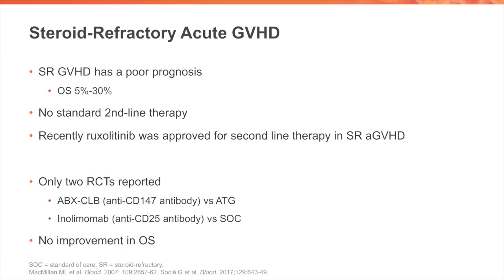Steroid-refractory graft-versus-host disease has a poor prognosis, with an overall survival of 5 to 30%. There is no standard second-line therapy. Recently, the JAK1/2 inhibitor ruxolitinib was approved for second-line therapy in steroid-refractory acute GVHD based on a phase 3 prospective study. There are only 2 randomized controlled trials evaluating therapies for steroid-refractory acute GVHD. None has shown improvement in overall survival.